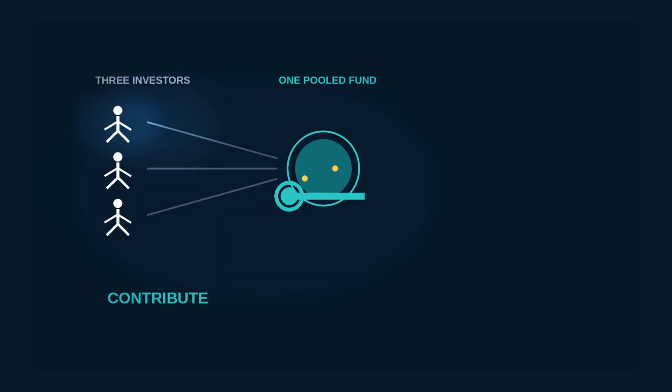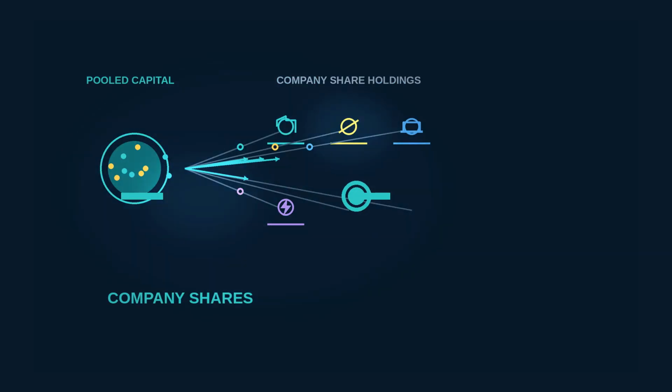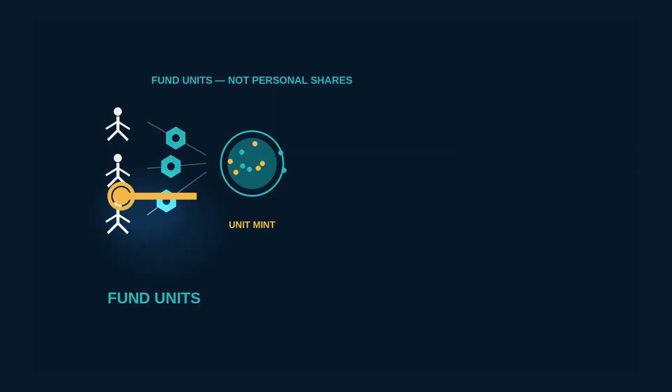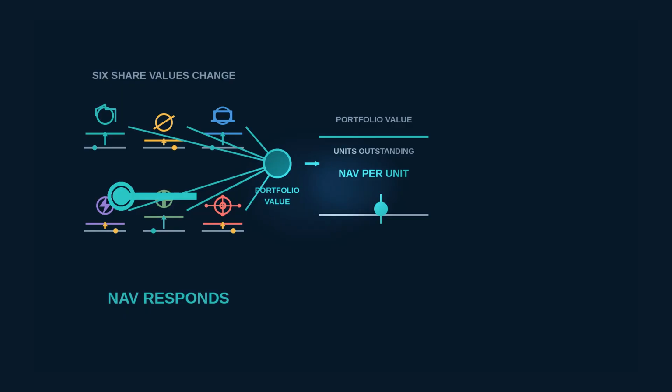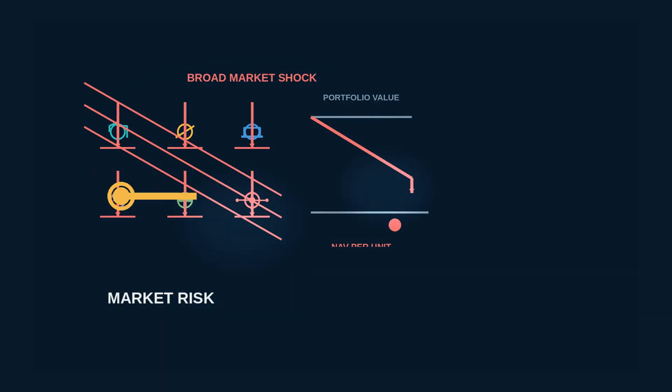Here is the concise explanation to keep. Investors contribute to one pooled equity fund scheme. The fund invests mainly in company shares, while investors receive fund units rather than a personally selected stock basket. Unit NAV and returns move with the underlying share values. Diversification can reduce company-specific concentration, but broad market risk remains.